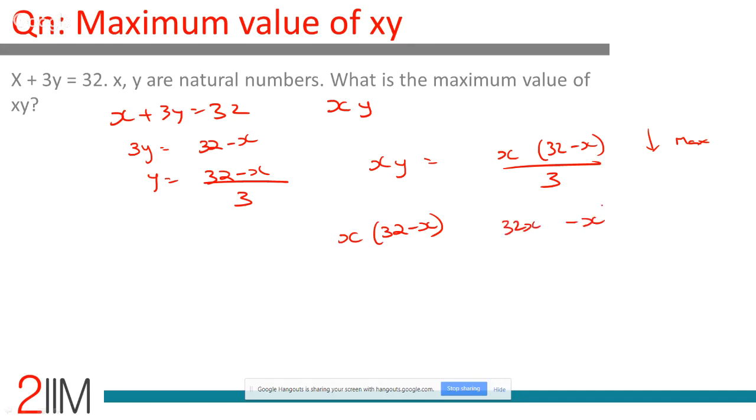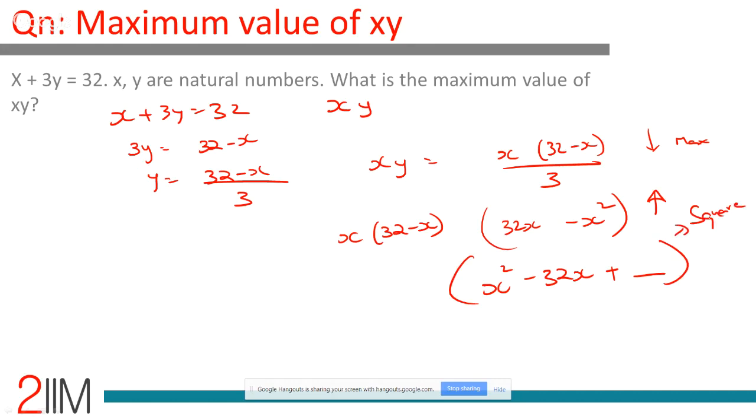32x minus x squared. Want to maximize this. Think about it, or we want to minimize x squared minus 32x. Think about this beautiful funda. It's called completion of squares. x squared minus 32x plus something will make this a square term. What is a square term? Think about that. x squared minus 32x plus 256 will make it a square term. You can't just do plus 256, put minus 256 as well. Or x minus 16 the whole square minus 256.